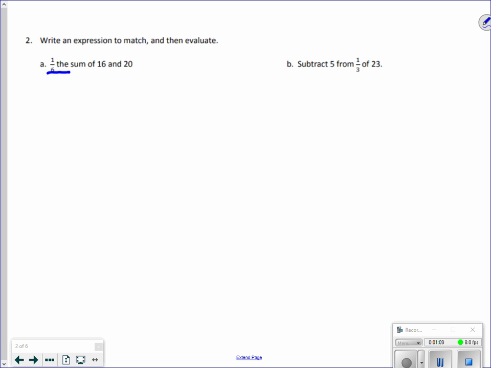So I have 1/6. What am I taking 1/6 of? Well, I'm taking 1/6 the sum of 16 and 20. When I have the word sum, what does that mean? Add. What am I adding? 16 and 20. So I know that here I have 16 plus 20.